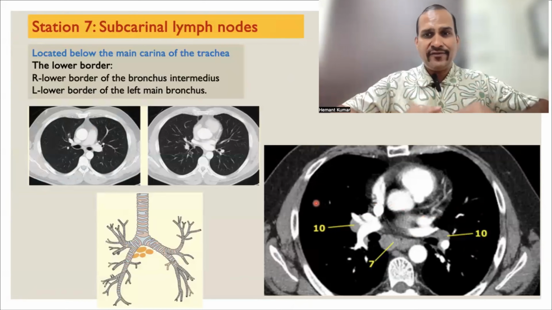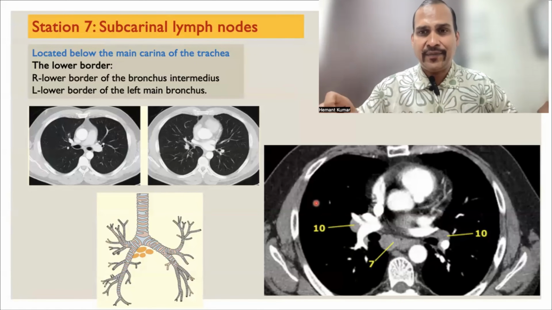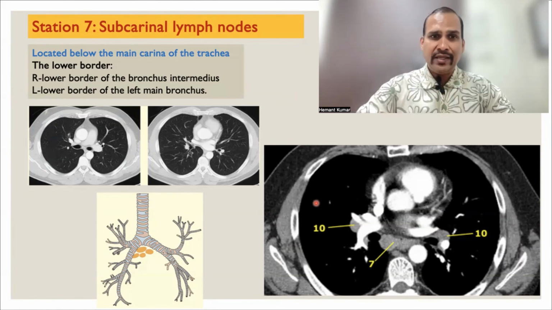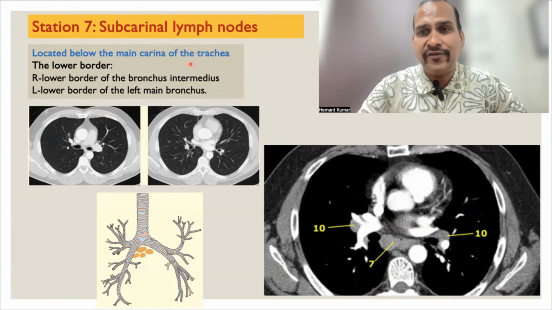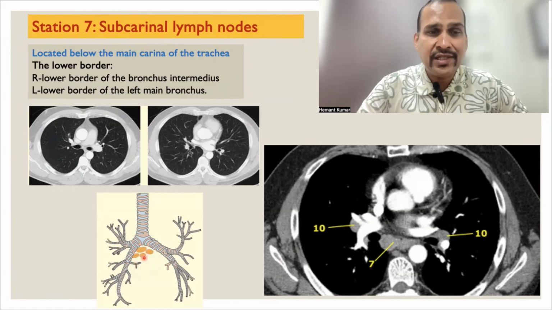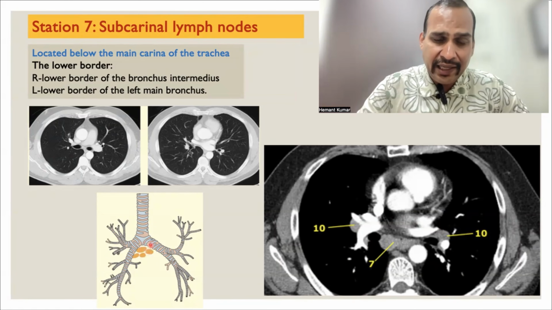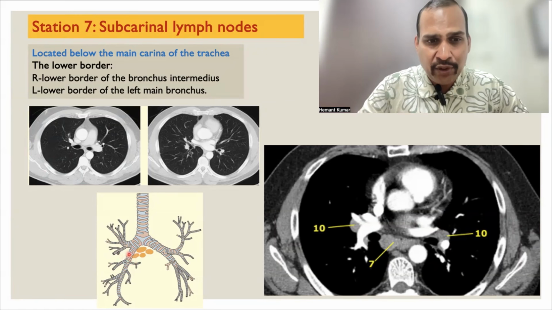Now our trachea is finished, and below the trachea is the bifurcation, that is the carina. So the lymph node below the carina is the subcarinal lymph node. This is the carina. Below the carina is the subcarinal lymph node, station 7. It extends from the carina to the lower border of the bronchus intermedius. This is the bronchus intermedius. So it extends up to here.